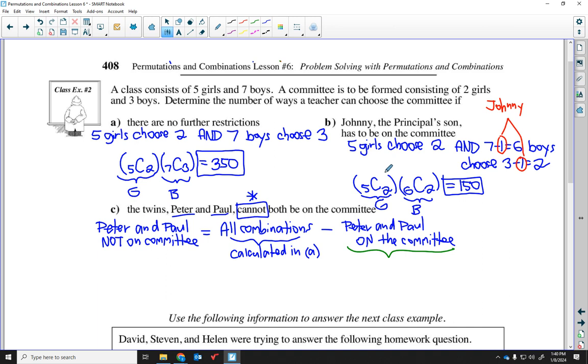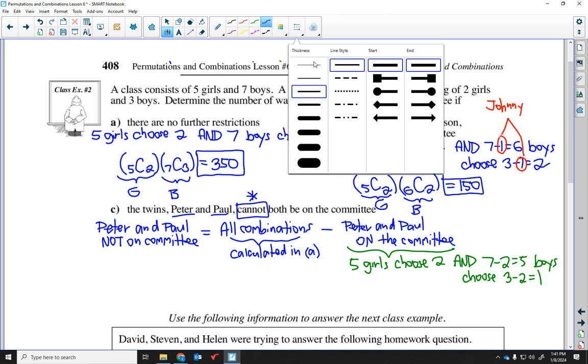Now, this has no effect on the number of girls that are chosen. So this would still be 5 girls, we're going to choose 2. And now if Peter and Paul have to be on the committee, that means there's 2 fewer boys to choose from, and 2 fewer spots to fill. So of the 3 spots for boys, we're now going to go 3 minus 2 is equal to 1.